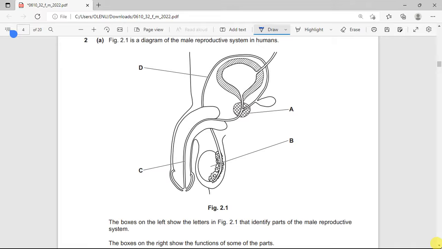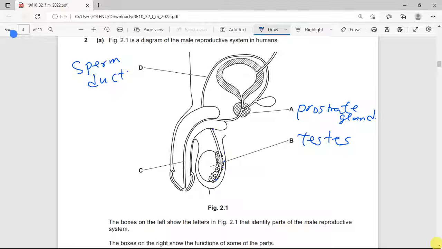Now, question number 2. Figure 2.1 is a diagram of the male reproductive system in humans. The first thing you do whenever you're given a question like this is quickly label the parts. This is the testis, or you can call it testes. Then this is the prostate gland. You see the direction in which it's going, from the testes this way, so that will be the sperm duct. And C will be your urethra, the passage for both sperm and urine.